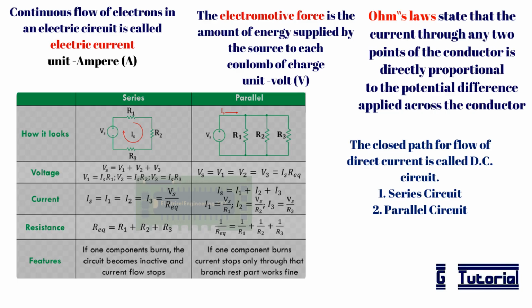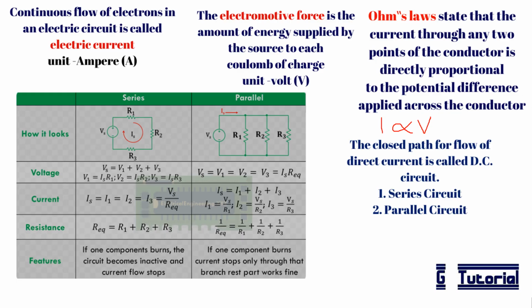Next is Ohm's law. Ohm's law states that current through any 2 points of a conductor is directly proportional to voltage applied across it. That is, I, the current flowing through any 2 points of a conductor, is directly proportional to the potential difference across the 2 points. I is directly proportional to V is stated by Ohm's law.